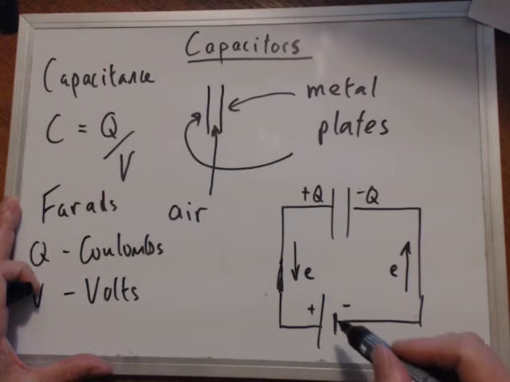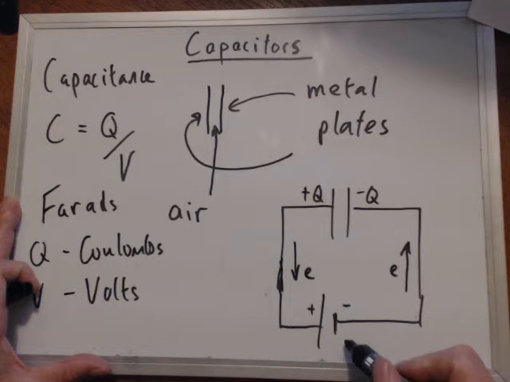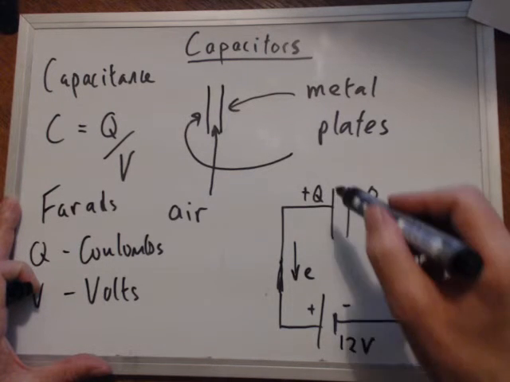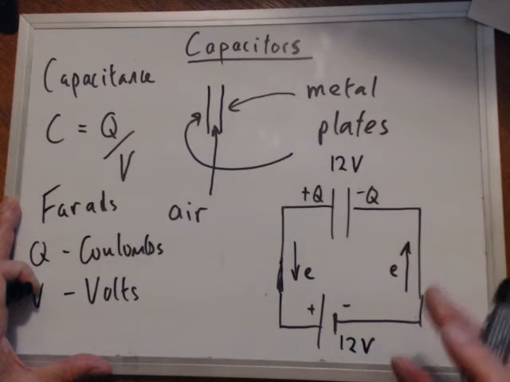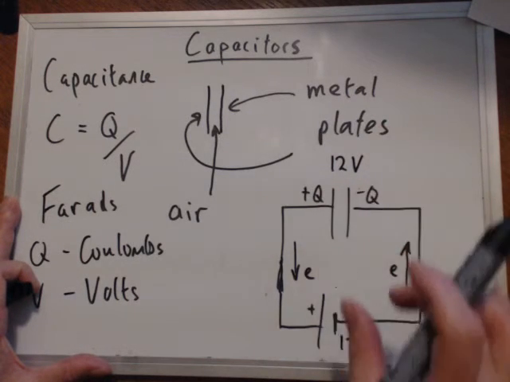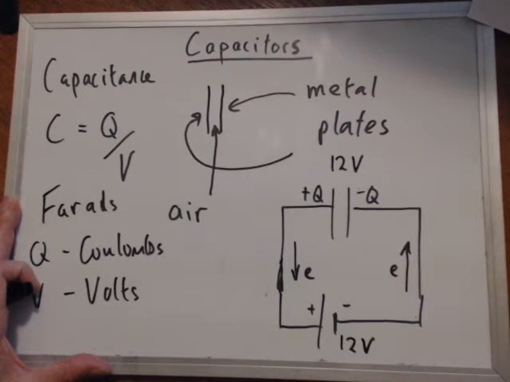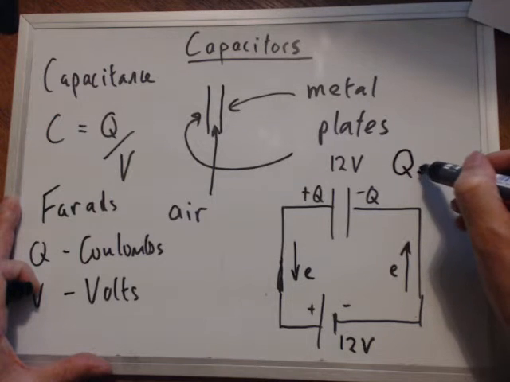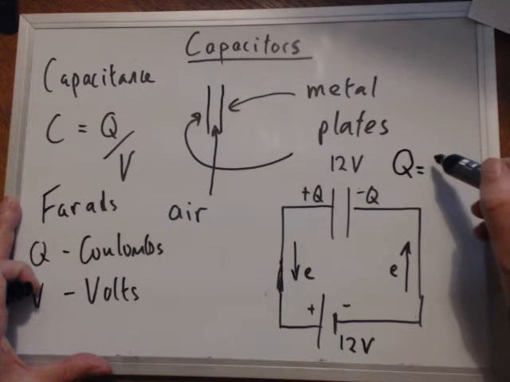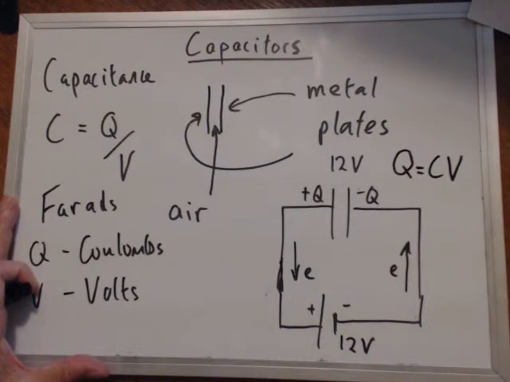This is capacitor charge. If this here was a 12 volt supply, you'd get 12 volts across there. Eventually the current would stop flowing, the electrons would stop flowing, and the capacitor would be fully charged with a potential difference between the plates of 12 volts, and the total charge across it is Q equals capacitance times the voltage.